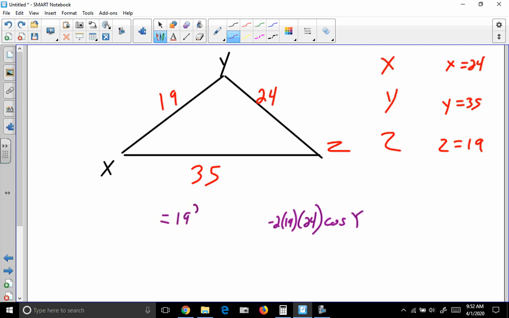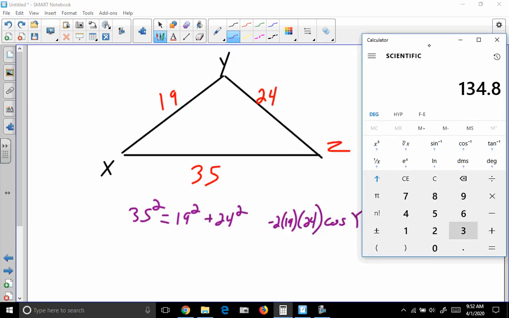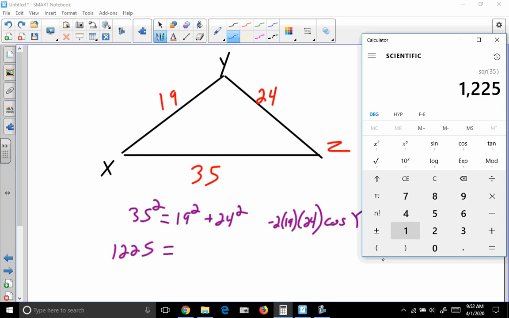So we're going to have 19 squared and 24 squared, and then 35 squared goes on the other side. Angle Y and side Y are on opposite sides of each other. So now we just need to run these numbers, and we have to be careful. We have to make sure we use the order of operation. So on the left side, 35 squared is 1225. Now the right side is where people often mess this up. Let's just go ahead and square the numbers out. There's nothing inside parentheses to do, so exponents are next.